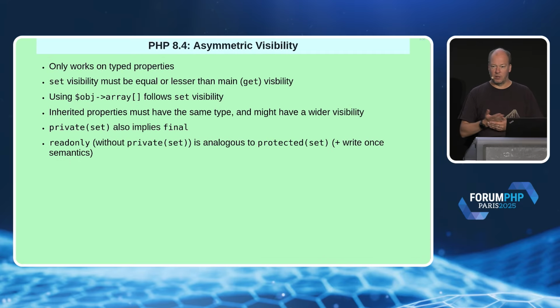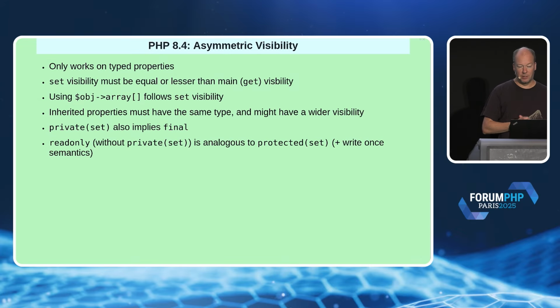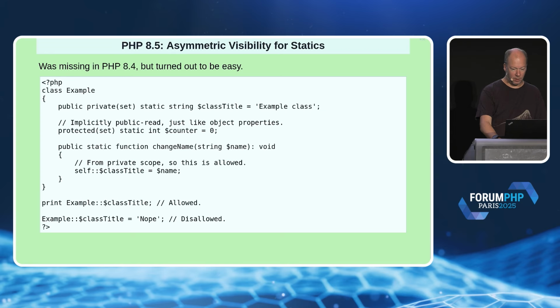There are some things around it. This only works on typed properties, which shouldn't really be a problem. The set visibility must be equal or less than the main get visibility. These things all make sense. You don't really have to spell them out because they do pretty much what you would expect them to do. You can read the slide later.